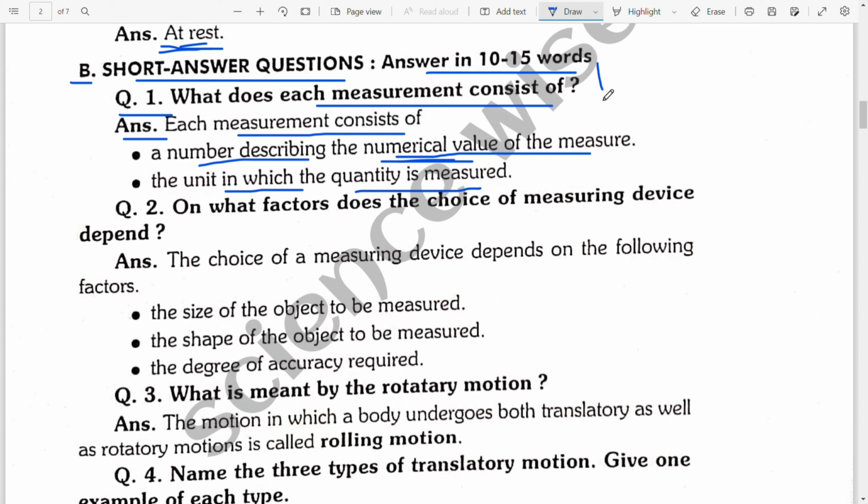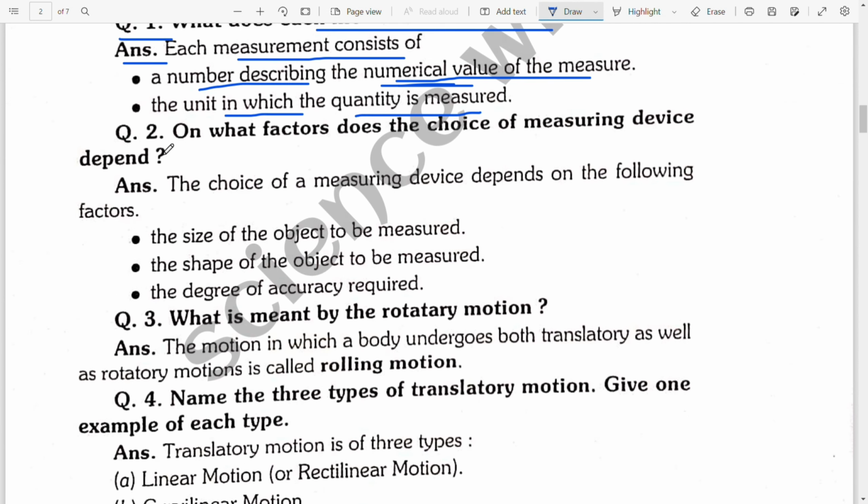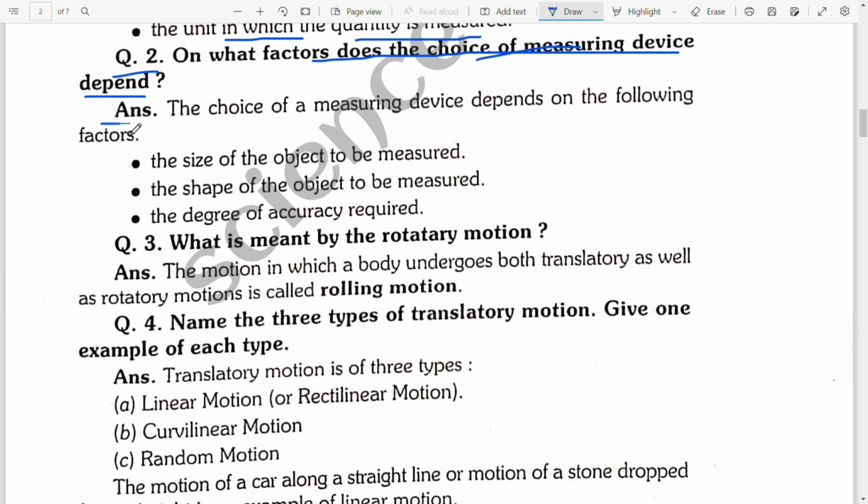जैसे अगर लेंथ है तो उसके लिए हम क्या यूज करते हैं बच्चे? मीटर. ठीक है. क्वेश्चन नंबर 2. On what factor does the choice of measuring device depend? ऐसे कौन से फैक्टर्स हैं जिसमें हमारी मेजरिंग की चॉइस डिपेंड करती है? आंसर इज, द चॉइस ऑफ मेजरिंग डिवाइस डिपेंड ऑन द फॉलोइंग फैक्टर्स. फर्स्ट, द साइज ऑफ द ऑब्जेक्ट टू बी मेजर्ड.